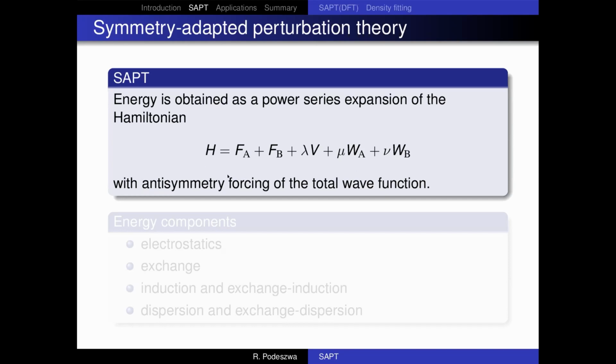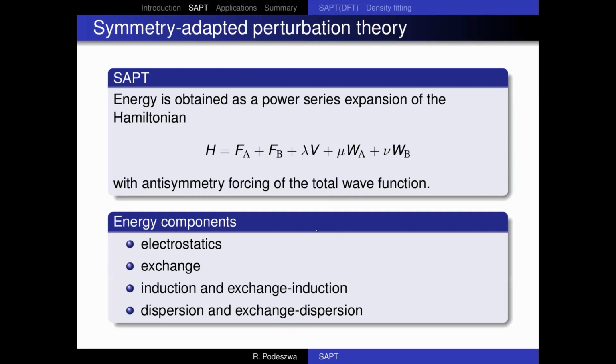But this approach is not antisymmetric in the exchange between the monomers. This is not a problem with exchanges inside the monomers, but the problem is between the monomers, and you have to explicitly force the antisymmetry. So that's why it's called symmetry adapted perturbation theory. But then you get energy components. So in the first order, you get electrostatics, which is interaction between unperturbed monomers, Coulomb interaction between unperturbed monomers. You get exchange, which is a result of Pauli exclusion principle.